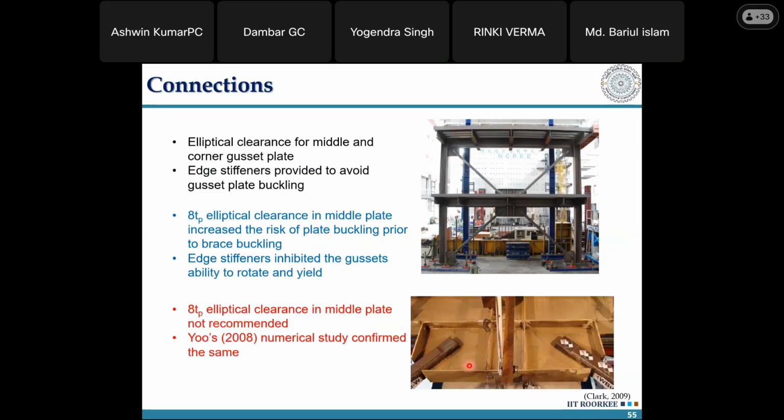Now you can see a connection here at this particular location. Earlier, there has been an evolution with respect to the design of the gusset plate also, where you can see that the middle gusset plate has been enhanced here.